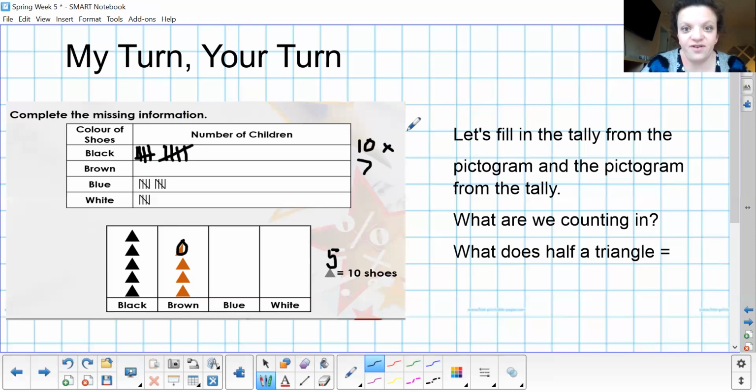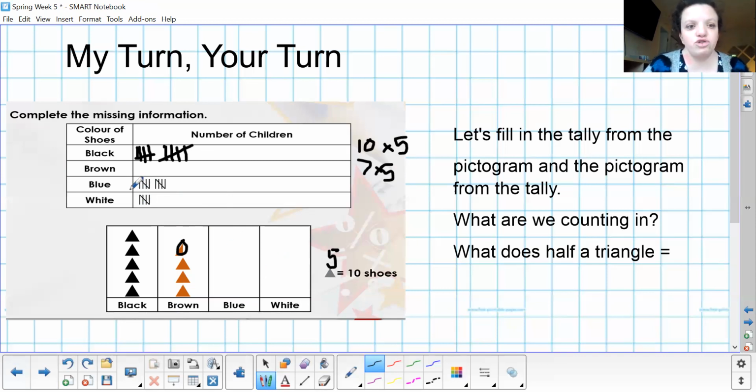That was 10 times 5. And this was 7 lots of 5. Now you draw on your papers the tally, which makes 35. Off you go. Well done. Okay, fantastic. Well done if you've done that. So now we need to look at our tally and work out how many triangles we need to draw.